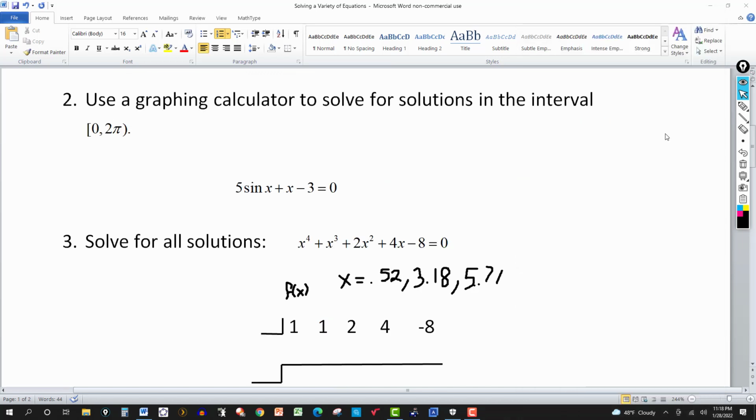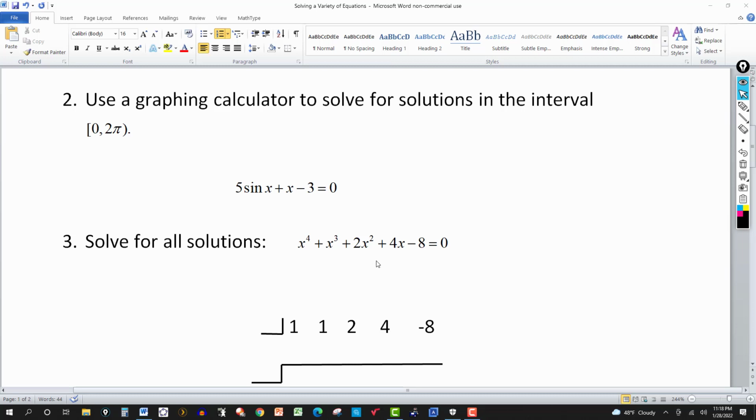Okay, let's go to the next one. Delete this. Now this one's from college algebra, solve for all solutions. We have a polynomial equation, degree 4. So we expect to have at most 4 zeros. Now these could be all real zeros. They could be a mixture of real and non-real or imaginary zeros.